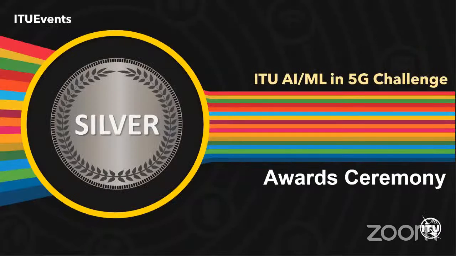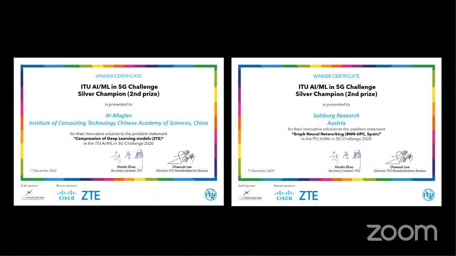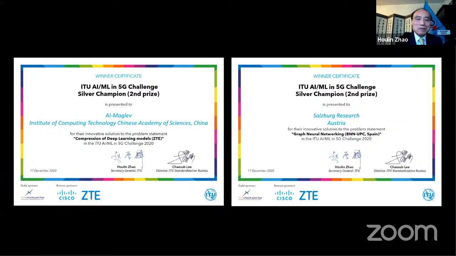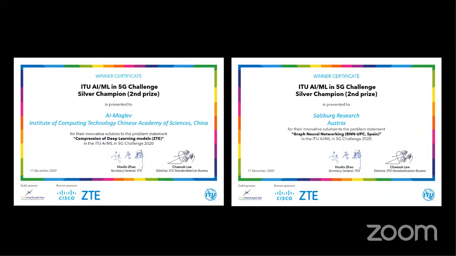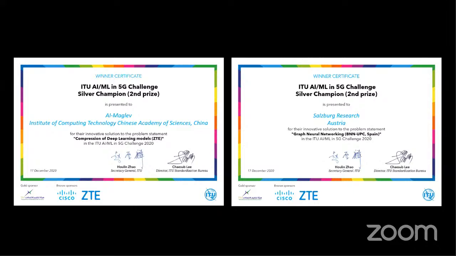Okay, and now we come to a second prize. And your name is always there, it covers part of my text. Okay, this is a third prize, right? Second prize. Second prize. Maglev. AI Maglev, Institute of Computing Technology, Chinese Academy of Science, China. Yes. And another one is Salzburg Research, Austria. Okay, that was the second prize, and now we come to the first prize.